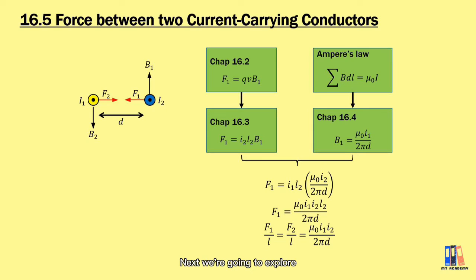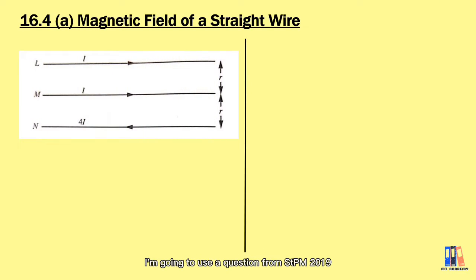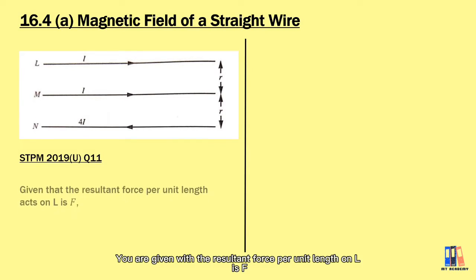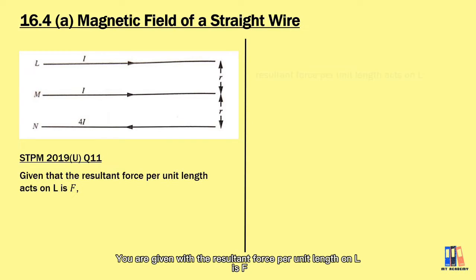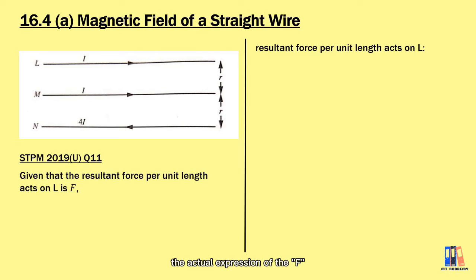Next, we're going to explore another more complex situation where we have three wires. I'm going to use equations from STPM 2019. From the figure, you are given the current flowing in each of the wires and also the distance between the wires. You are given that the resultant force per unit length on L is F. So first, let us derive the actual expression of F.